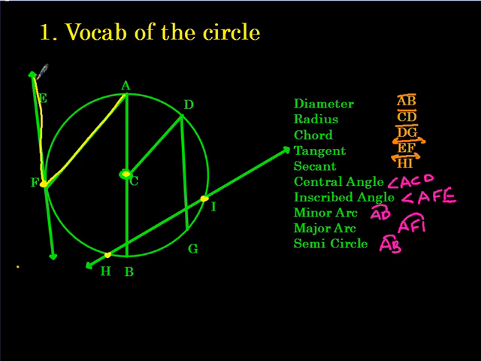A minor arc is any arc, being the pieces around the outside of the circle, that is less than 180 degrees. A major arc is bigger than 180 degrees, so AFI. Remember, major arcs are denoted with 3 letters, minor arcs are denoted with 2. A semicircle is any arc that includes a diameter, so A to B equals 180 degrees. That makes it a semicircle or a half circle.